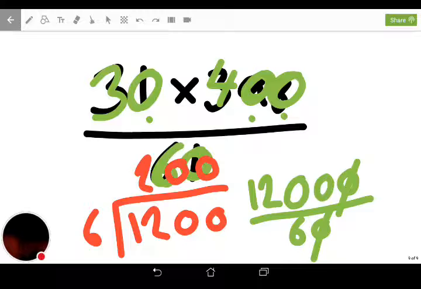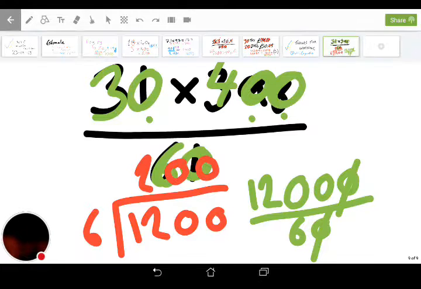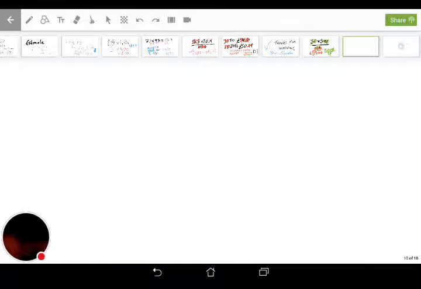Key thing with estimation is to make sure that we make the numbers easy. We want to make this as easy as we possibly can. So we'll go to another question, so a bit longer.